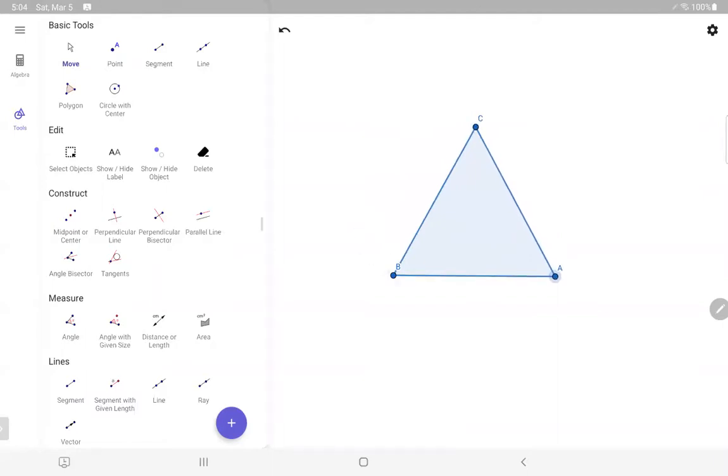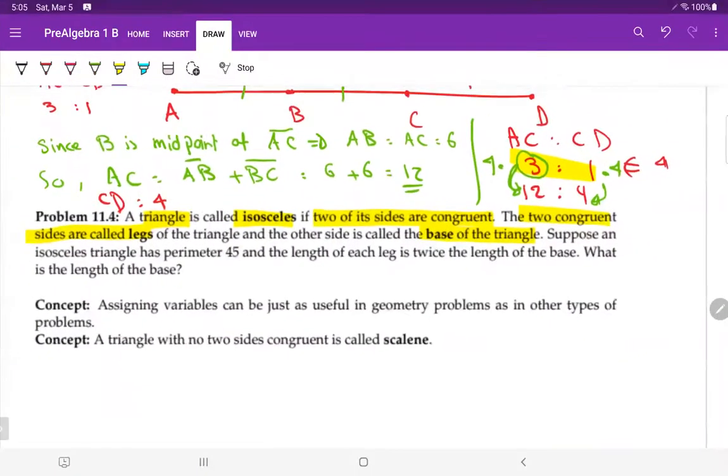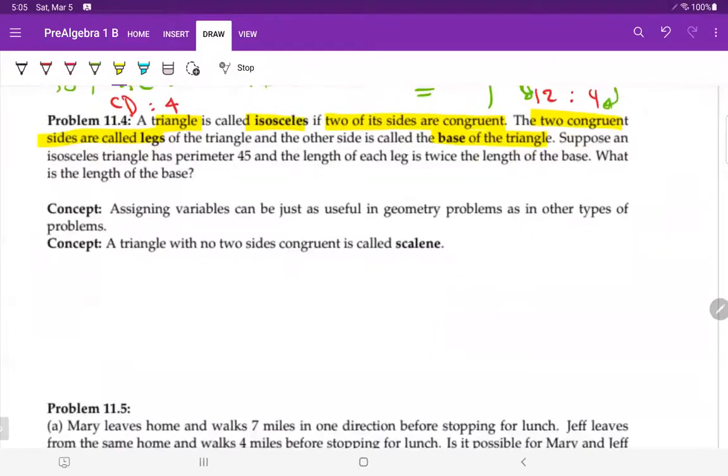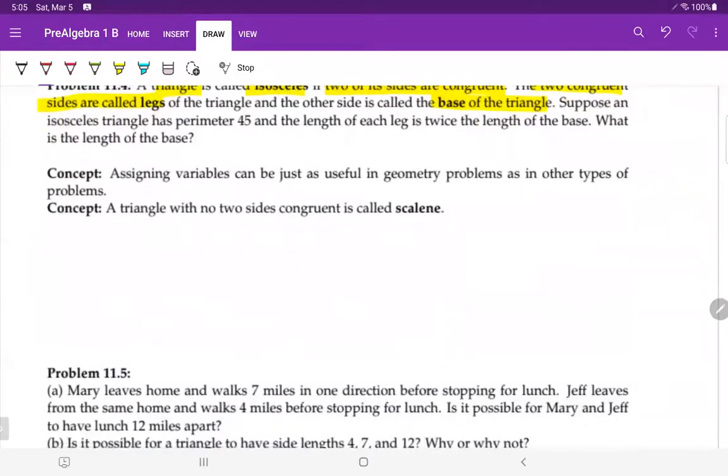Maybe this is kind of isosceles. BC and AC are the legs, and the base could be AB. So these are clearer than before. So AC and BC, if they are equal, these are the legs, and the base is AB. So this is an isosceles triangle. Let's graph this, something like this. Let's give it a name: A, B, C.